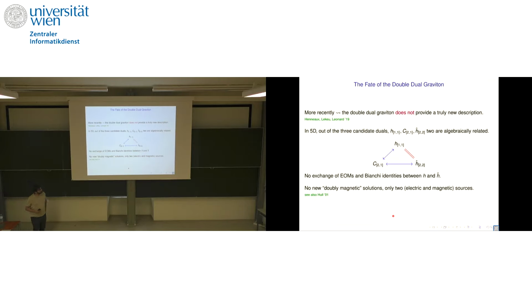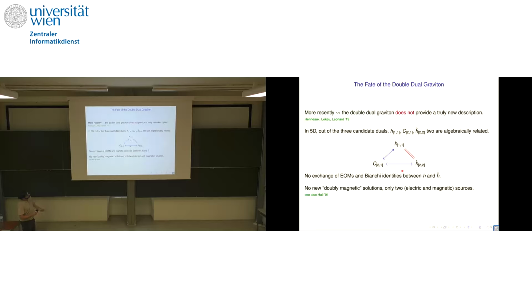And in the final 6 minutes or so, I would like to revisit parts of what we saw in the duality part of the talk. About 1 year ago, there was a very interesting paper by Mark and collaborators stating that the double dual graviton, this (d-3,d-3), does not provide a truly new description of the gravitational field. In particular, they showed that in 5 dimensions, where you have 3 candidates, the graviton, the dual graviton, which is the Curtright field, and the double dual graviton, which is a (2,2) tensor, 2 of them are algebraically related, which means that there is no exchange of field equations and Bianchi identities. So this is not really an independent description.